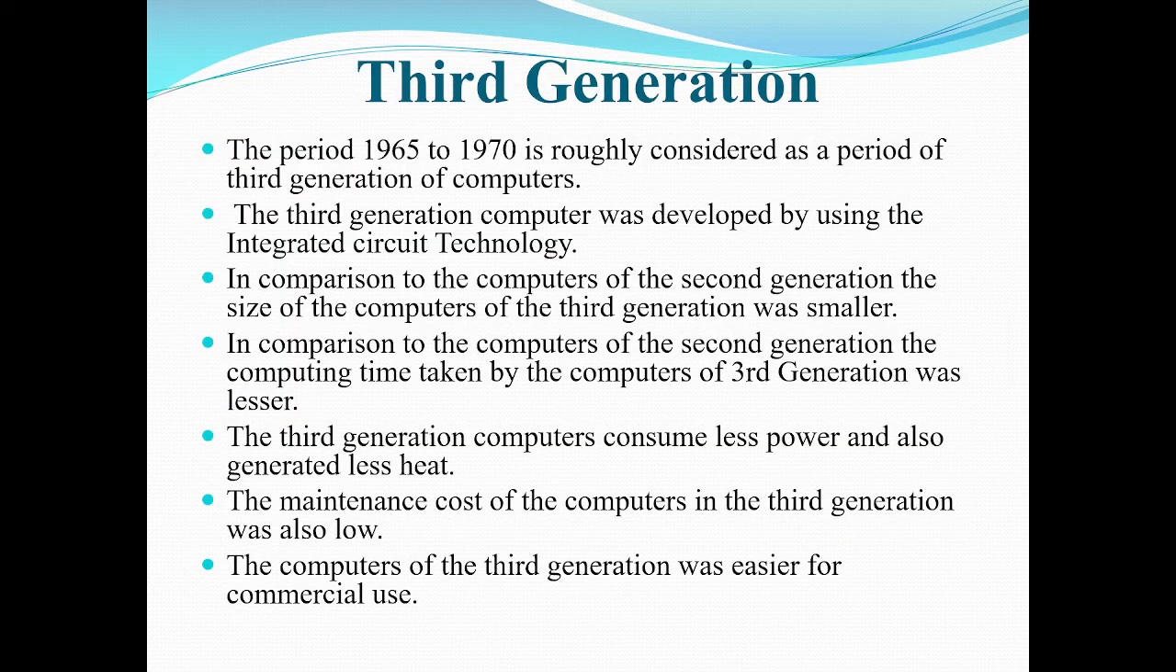So let us look at the third generation. The period is from 1965 to 1970, and the technology used in these computers was integrated circuits. When compared with the second generation, the third generation computers were very small in size, and the computing time taken was less. The third generation computers consumed less power and generated less heat, and the maintenance cost of the computers was low when compared with the second generation. And these third generation computers were easier for commercial use.